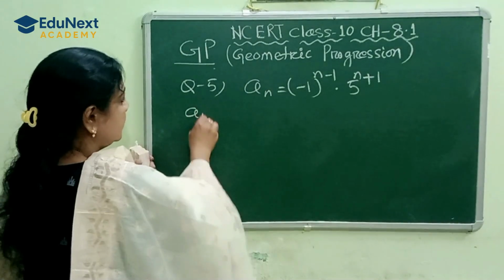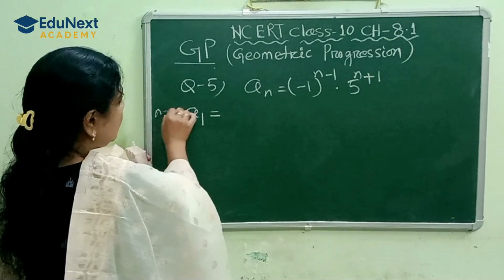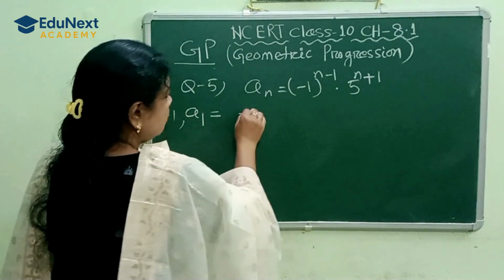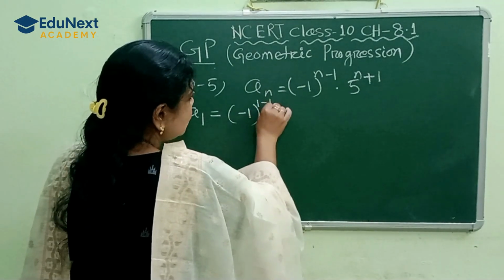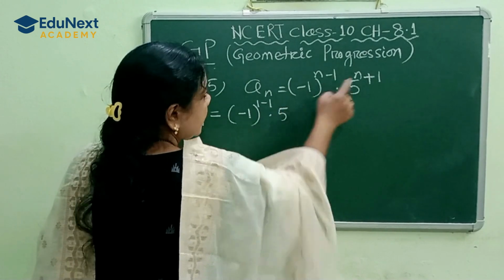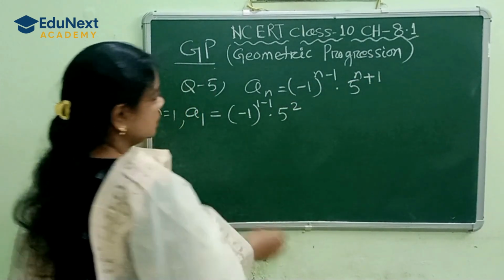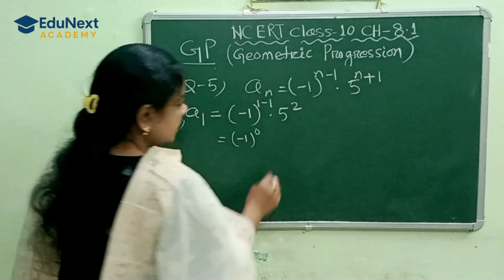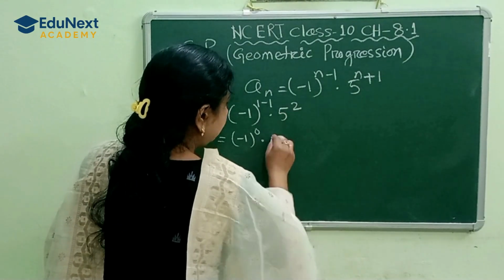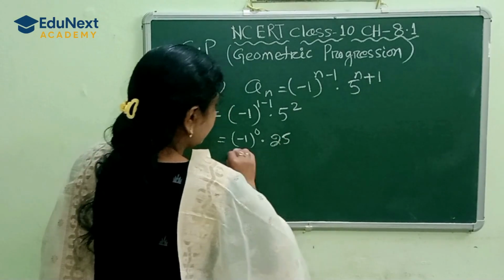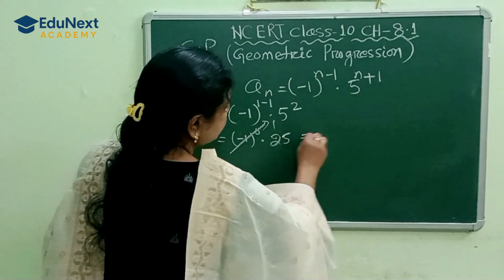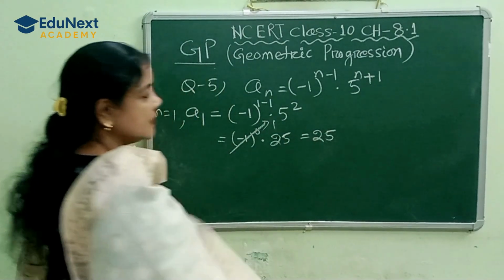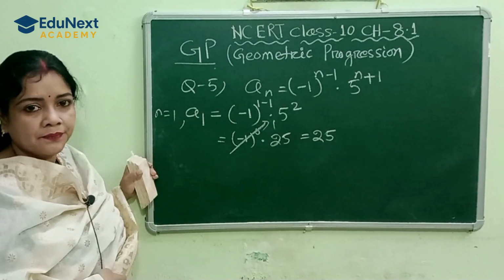So a1, at n = 1, a1 is equal to (-1) to the power 1 minus 1 into 5 to the power 1 plus 1, that is 2. Now you know something to the power 0 is equal to 1. Remember this. And 5 squared is 25. Something to the power 0 is always 1. So the answer is 25.